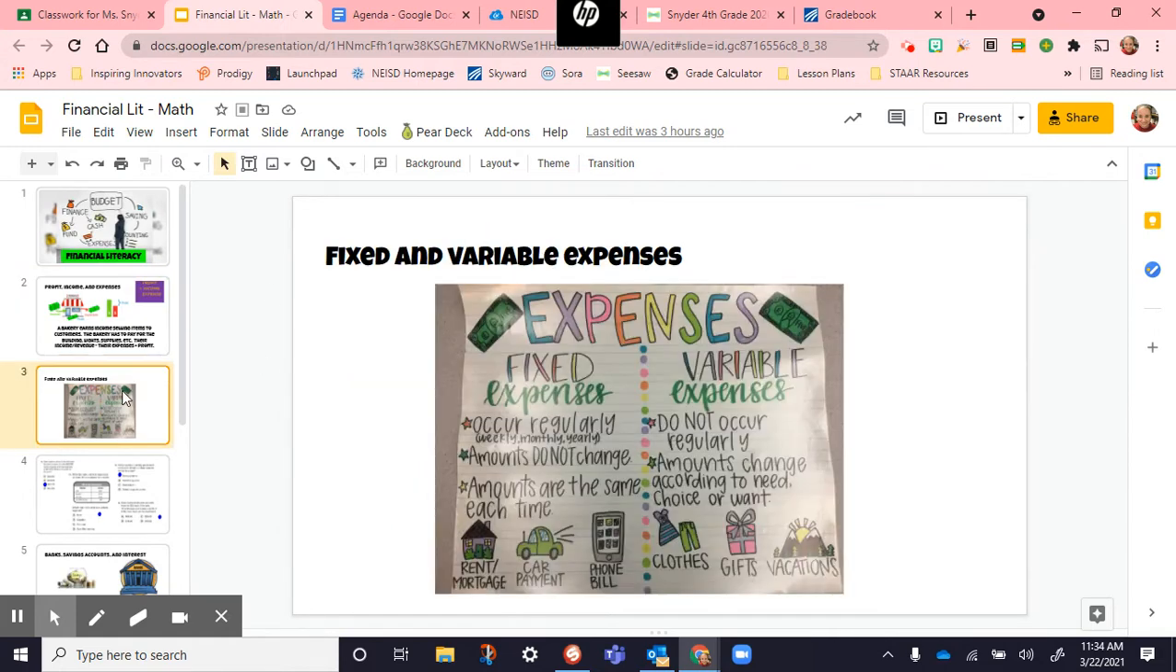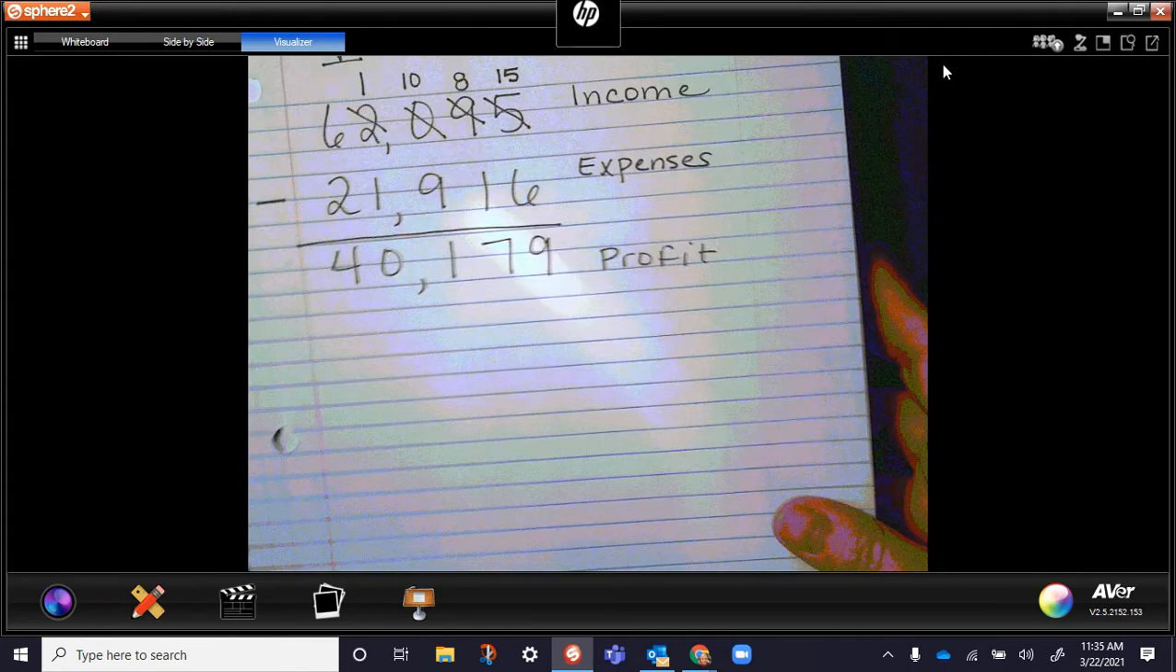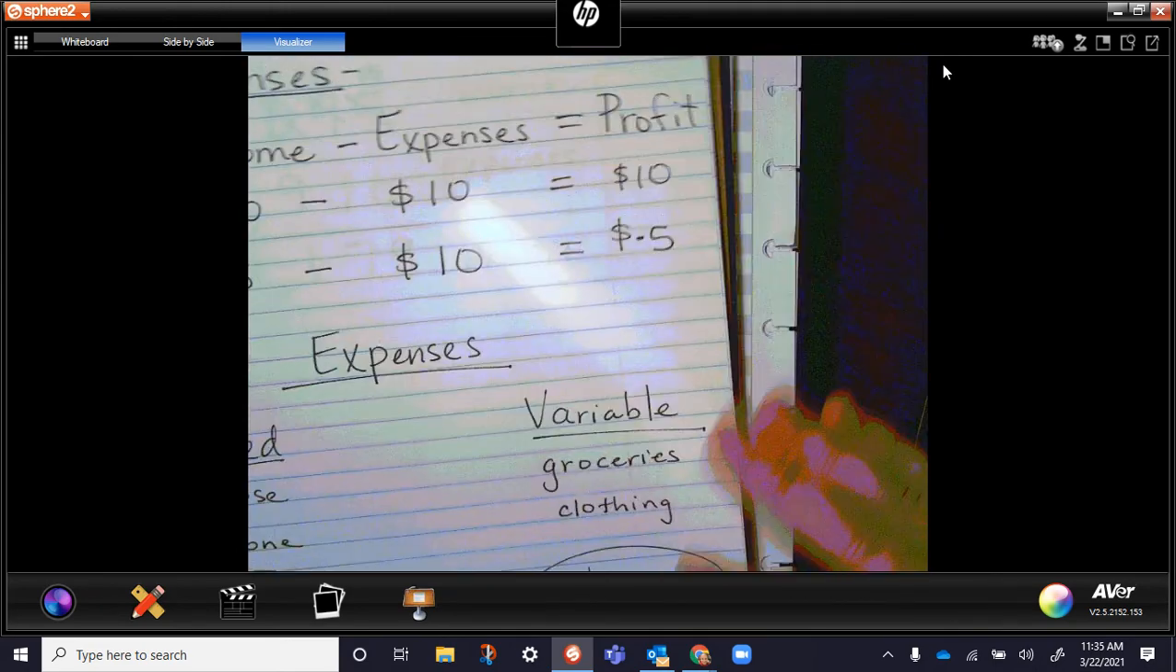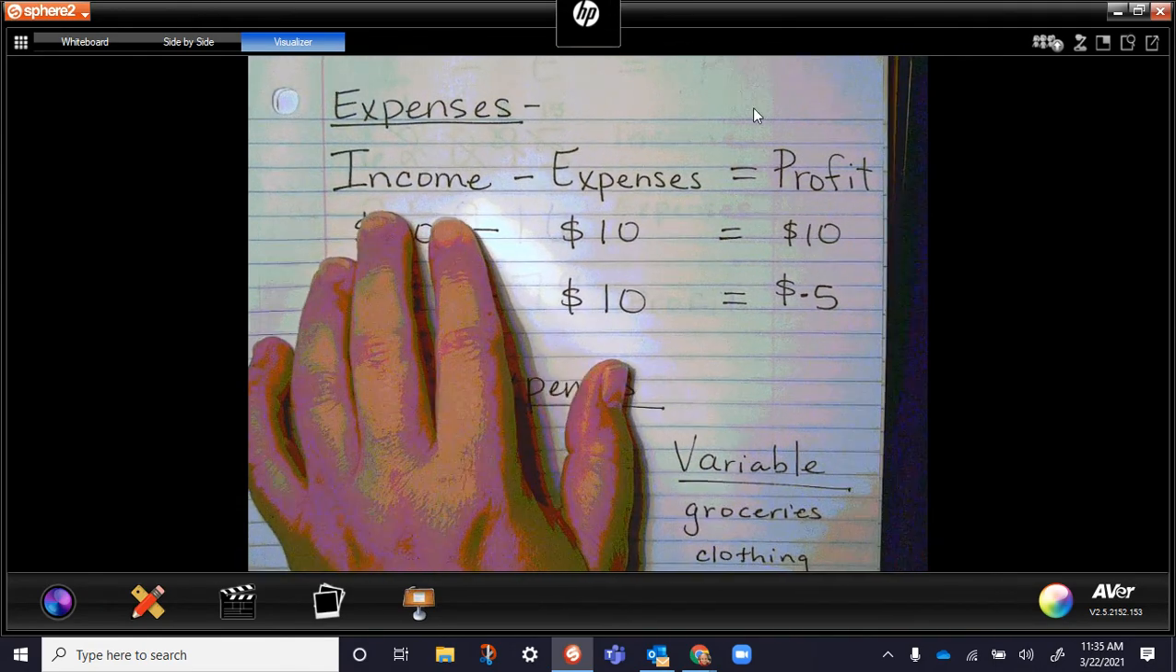All right, expenses. Adults have all kinds of expenses, and we group them into two different things. So some of them are fixed and some of them are variable. And we put this in our notes. So let me get out my notebook here and open to the page. All right, right here. All right, so we took these notes in our notebook.